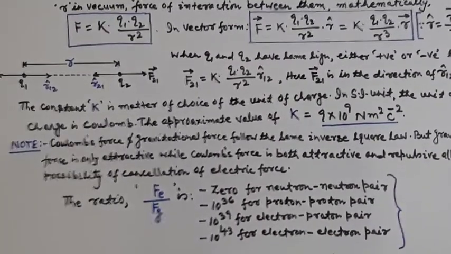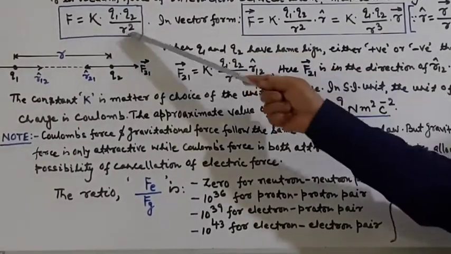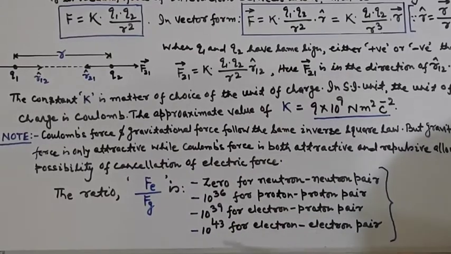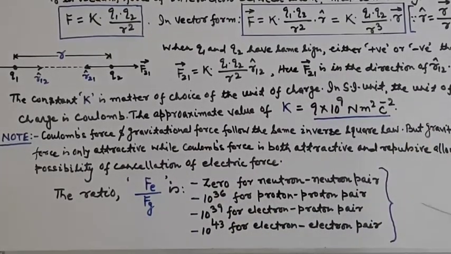Now one important point about Coulomb's law. Students, this Coulomb's law obeys the inverse square law. And Newton's law of gravitation also obeys the inverse square law. So how are these two related with each other?